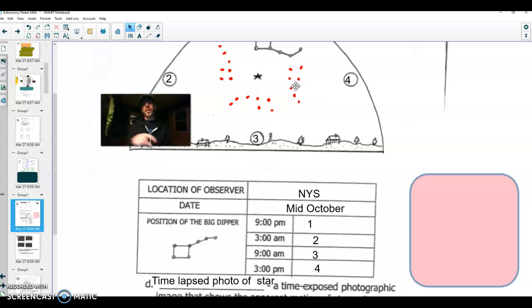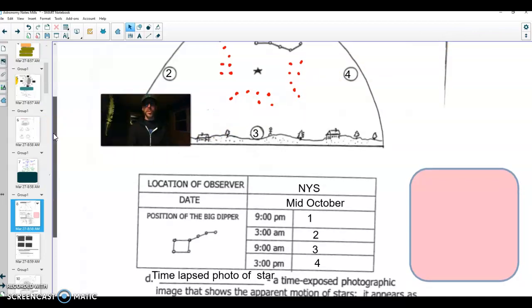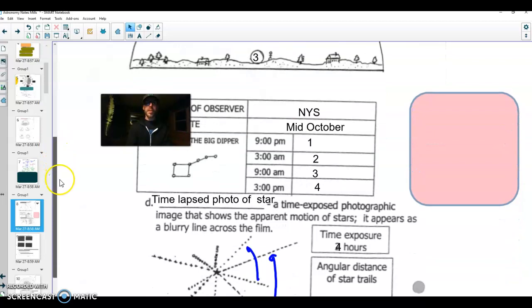But as the day goes on, the constellation goes around and circles around Polaris. And it also changes its location at different times throughout the year. That's why I said date mid-October. I'm going to try to spare you some of those details. I don't want to explode your guys' brains.